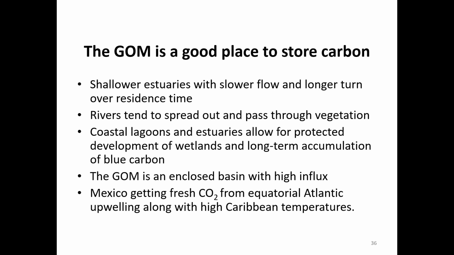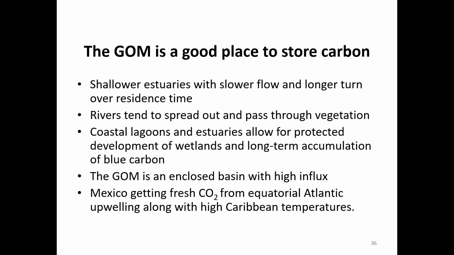The rivers tend to spread out and pass over the seagrass and the marsh and the mangrove, and the coastal lagoons allow for protected development of wetlands and long-term accumulation. The whole thing is an enclosed basin, and it keeps the carbon.